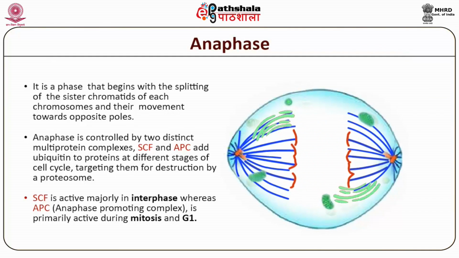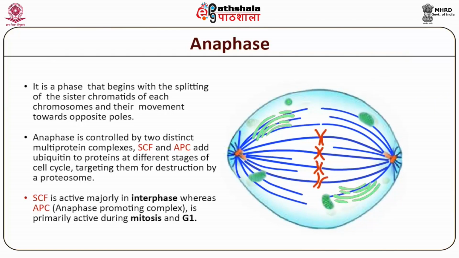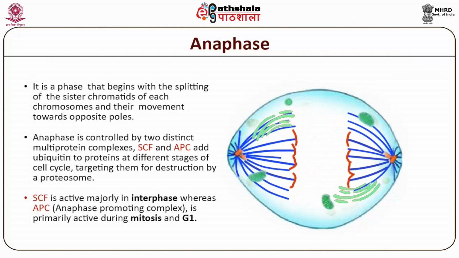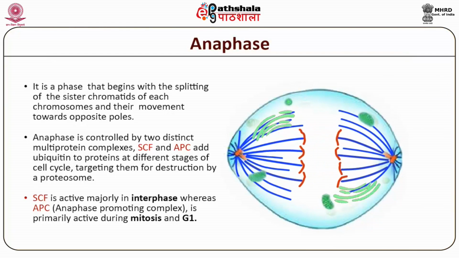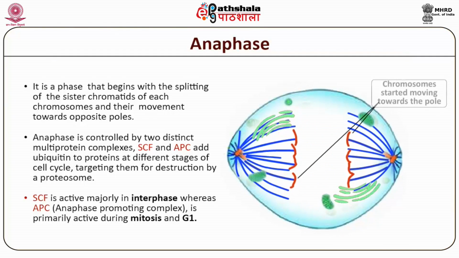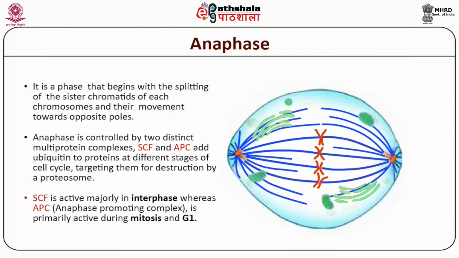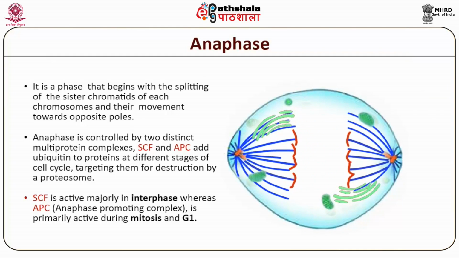As pointed out earlier, two distinct multiprotein complexes, SCF and APC, add ubiquitin to proteins at different stages of the cell cycle, targeting them for destruction by the proteasome. SCF acts primarily during interphase. In contrast, the anaphase promoting complex or APC plays a key role in regulating events that occur during mitosis.